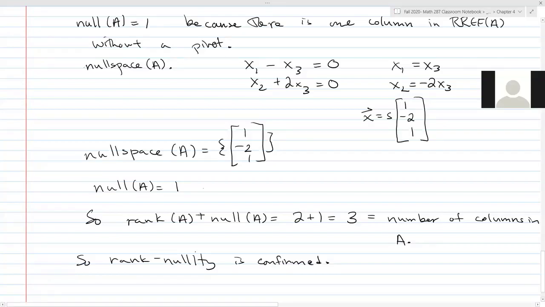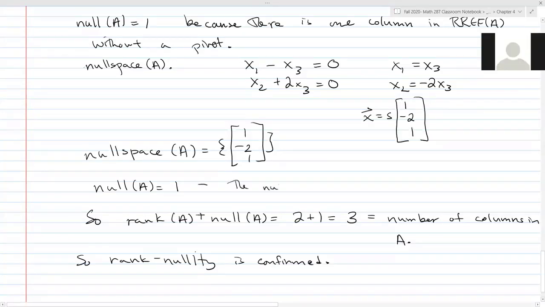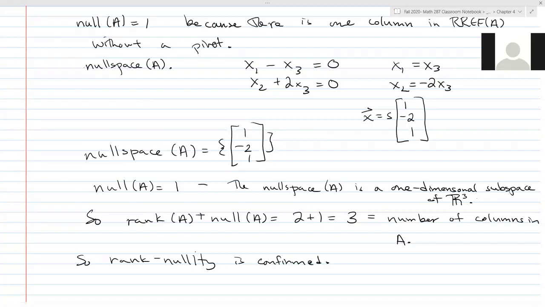Okay, and so if we want to say this, we could actually say the null space of A is a 1-dimensional subspace of R3. It's essentially a line in R3, okay? If it was a 2-dimensional subspace in R3, it would be a plane in R3, from a geometric perspective.